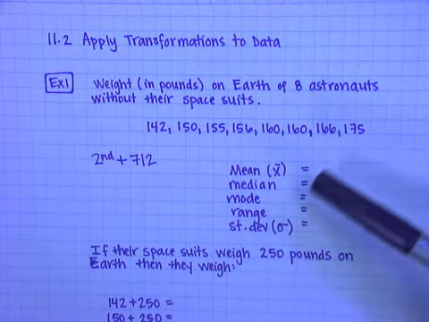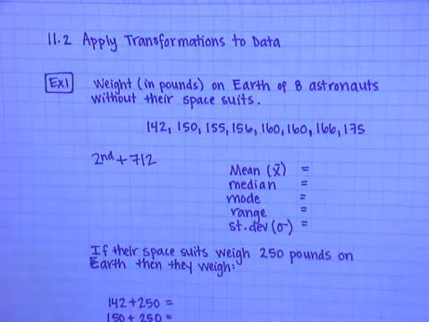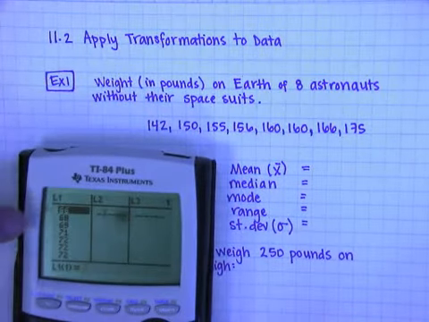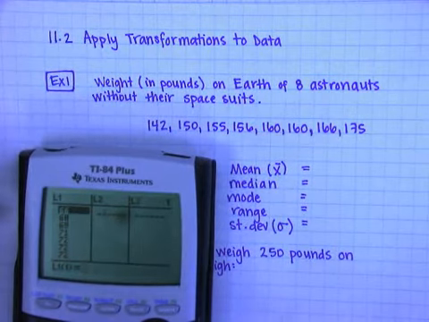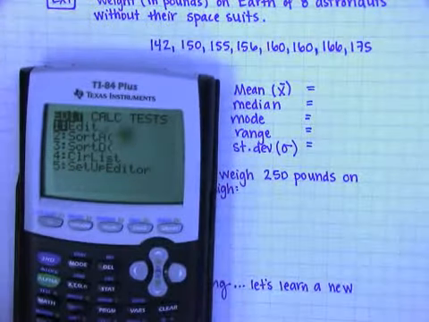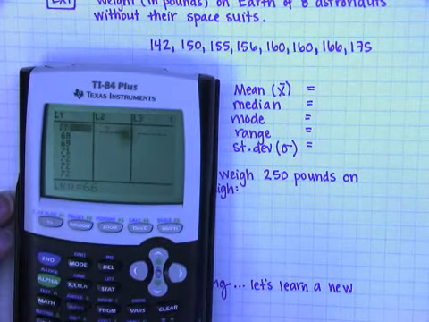Now, to find the mean, median, mode, range, and standard deviation, we're going to start by entering this data into our calculator. You probably have leftover data in your calculator, so to get here you would hit your stats button, and then, let me move that up so you can see it. So you're going to hit your stat button, and then enter and edit, just like we've been doing.